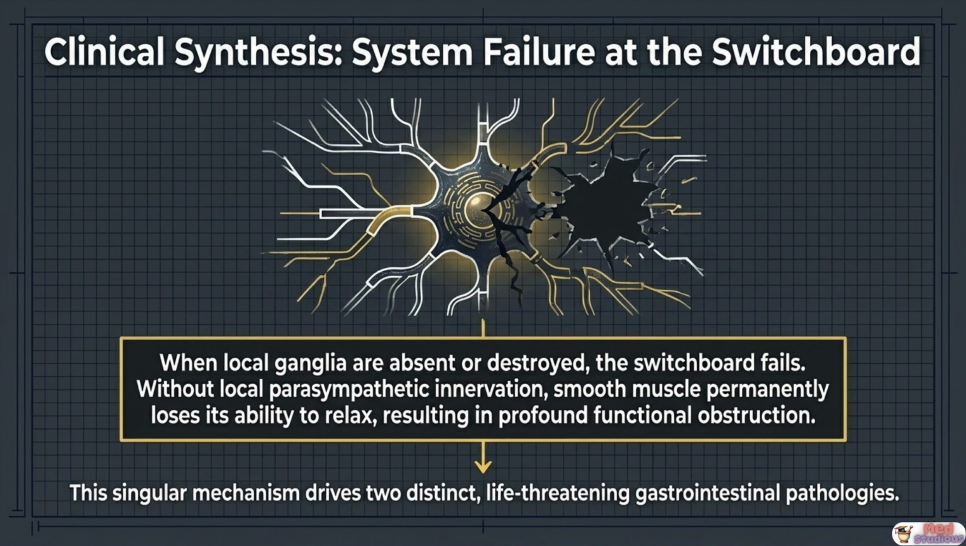This results in a profound mechanical and functional obstruction of the organ. This singular, specific microscopic mechanism, the localized death or absence of the ganglionic switchboard, is the direct driving force behind two distinct life-threatening gastrointestinal pathologies that you will frequently encounter on the medical wards. Let's examine them now.